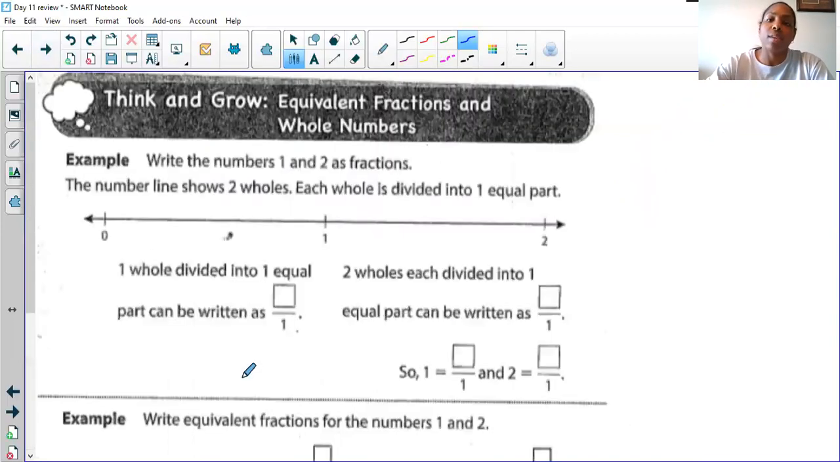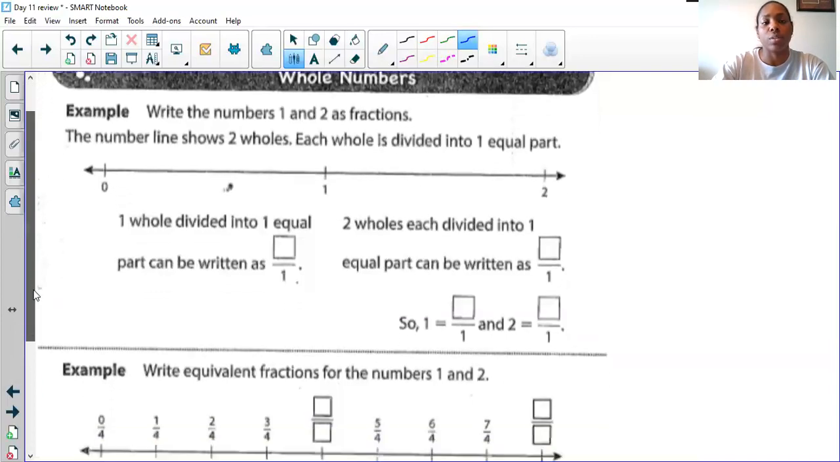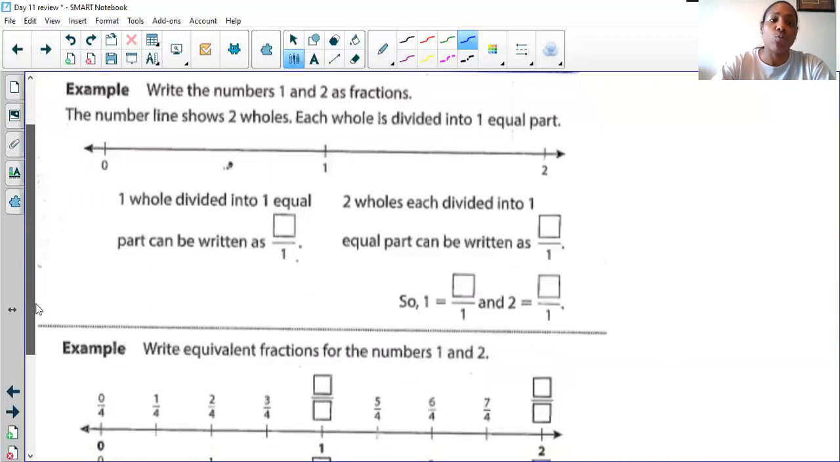Let's go ahead and think and grow equivalent fractions and whole numbers. So they've given us a couple of examples to take a look at. We're going to look at the first example. Write the numbers 1 and 2 as fractions. The number line shows 2 wholes. So I see 1 whole and 2 wholes. Each whole is divided into 1 equal part. So 1 whole divided into 1 equal part can be written as 1/1. 2 wholes each divided into 1 equal part can be written as 2/1, because that's 1 part and 2 parts right there.